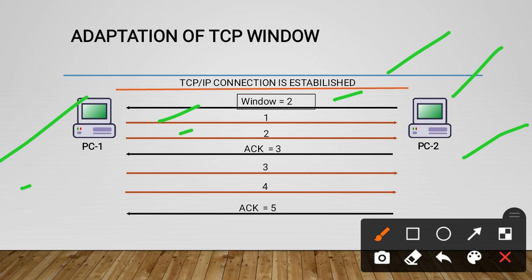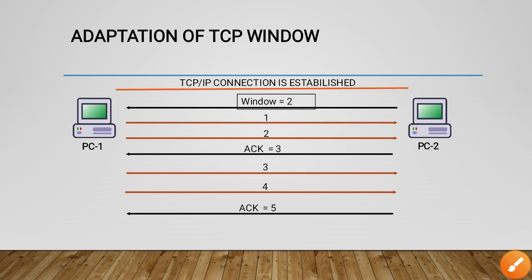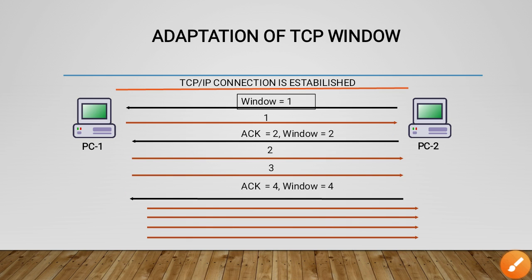Then the receiver sends the acknowledgement for 3, which tells the sender that 1 and 2 are already received and to now send the third segment. With window size 2, the sender again sends two data, 3 and 4, and after that the receiver acknowledges with acknowledgement equal to 5. That is how the data flow between the devices is maintained.